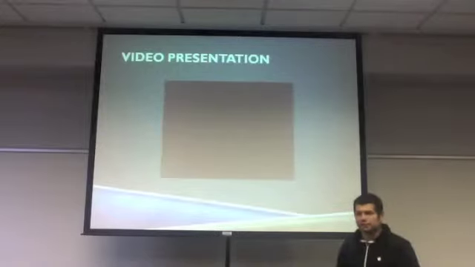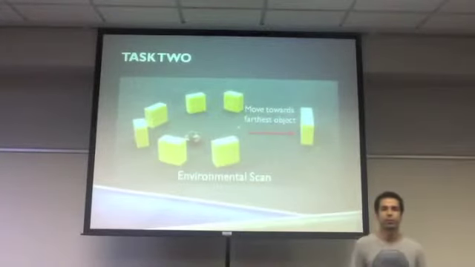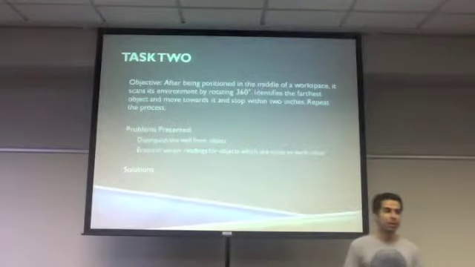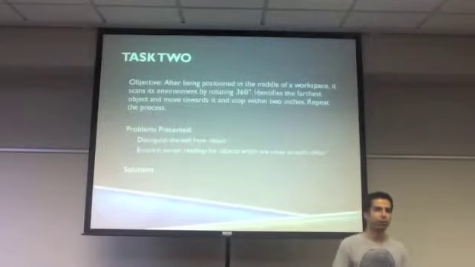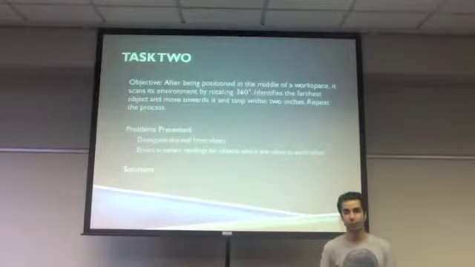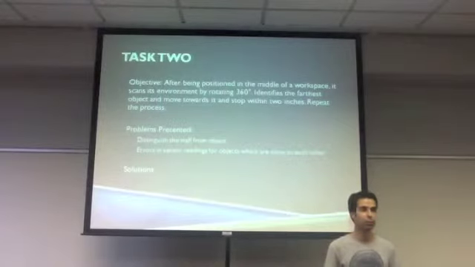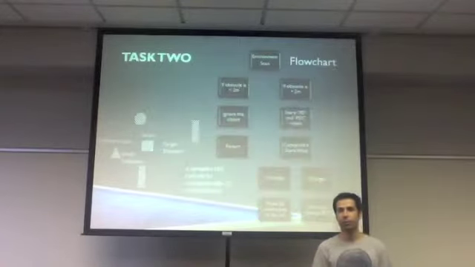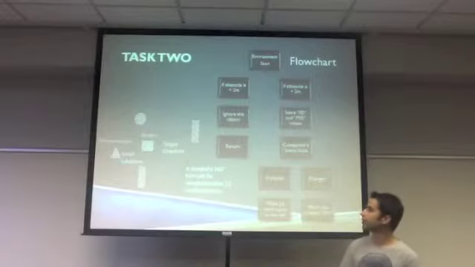Next, we're going to show you task 2. Our task 2 was to do a workspace scan. Our objective in this task was to do a complete scan of our whole workspace, find the furthest object, and move toward it. Our problems in this task were to distinguish the walls of our workspace from the workspace objects, and also to deal with the errors of the sensors in reading the distances of 2 objects which are close to each other. So for solving this task, we did this.